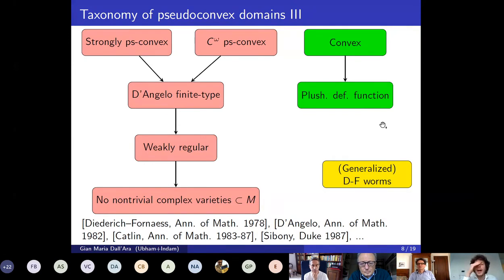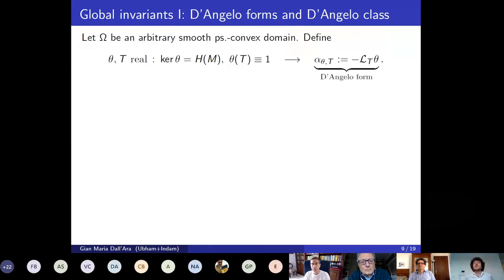Okay, but let's go to the heart of the talk. What I want to talk about are global invariants for smooth bounded pseudoconvex domains. So as I said, two of them are of special interest for us now, the D'Angelo class and the Diederich-Fornaess index. Okay, what is the D'Angelo class? You start with a smooth pseudoconvex domain in several complex variables, but actually all I'm saying here works for smooth pseudoconvex domains, which may be unbounded and even contained in a more general manifold.